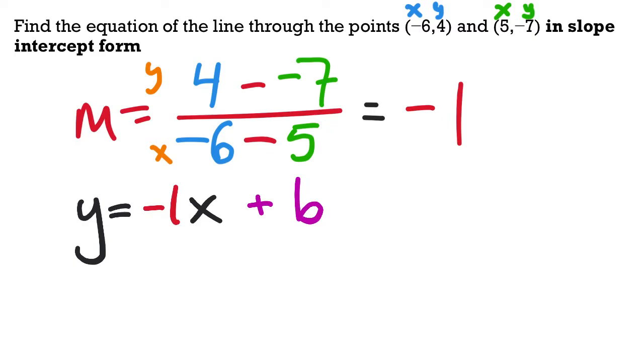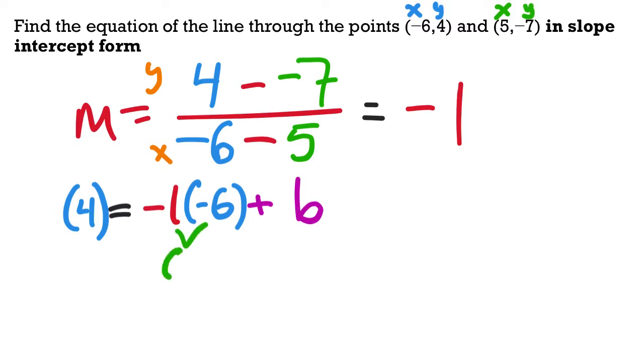So in this example, I'll use the ordered pair from the blue point where the x is -6. So I replace x with -6, and then the y I'm going to replace with 4. Then I just need to solve this, that's all. So -1 times -6 is 6. The 4 doesn't really change, but this is going to equal 6 plus b.